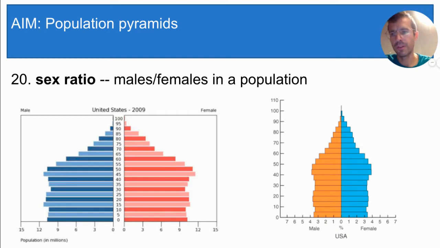These population pyramids are giving the same information but expressed in a different way. This one on the left shows the total population in each age bracket, whereas this one on the right shows the percentage of the total population that is in each age bracket.